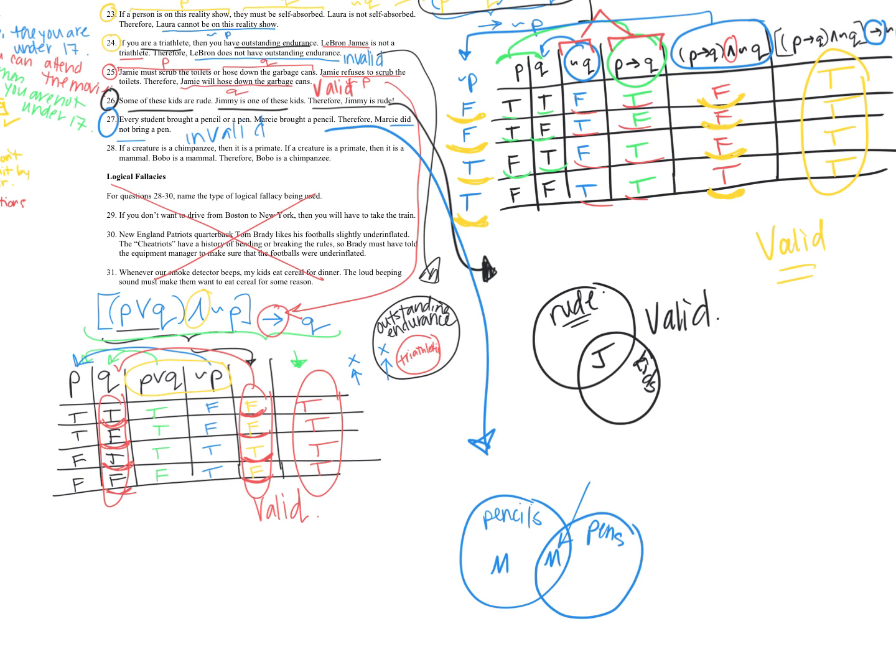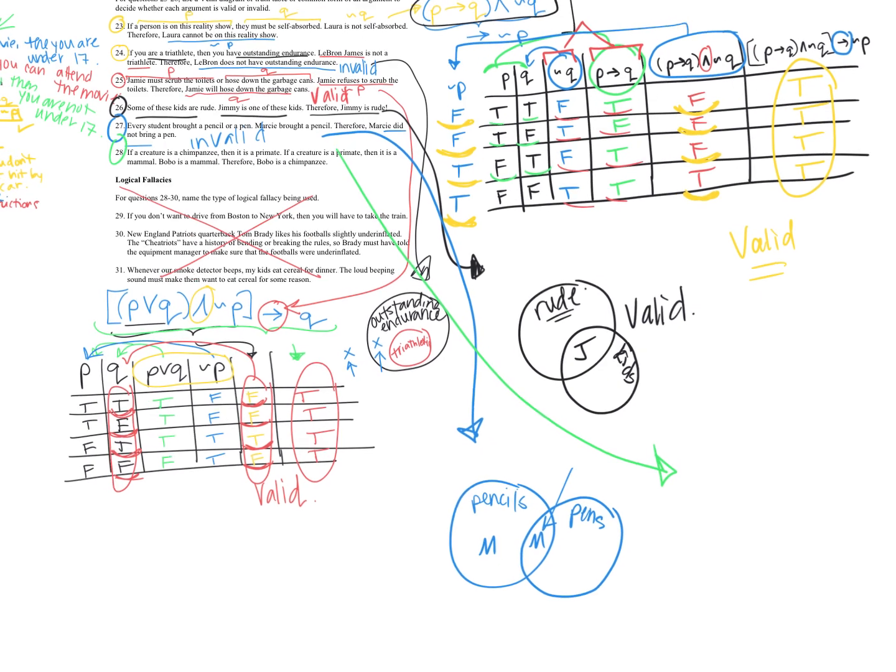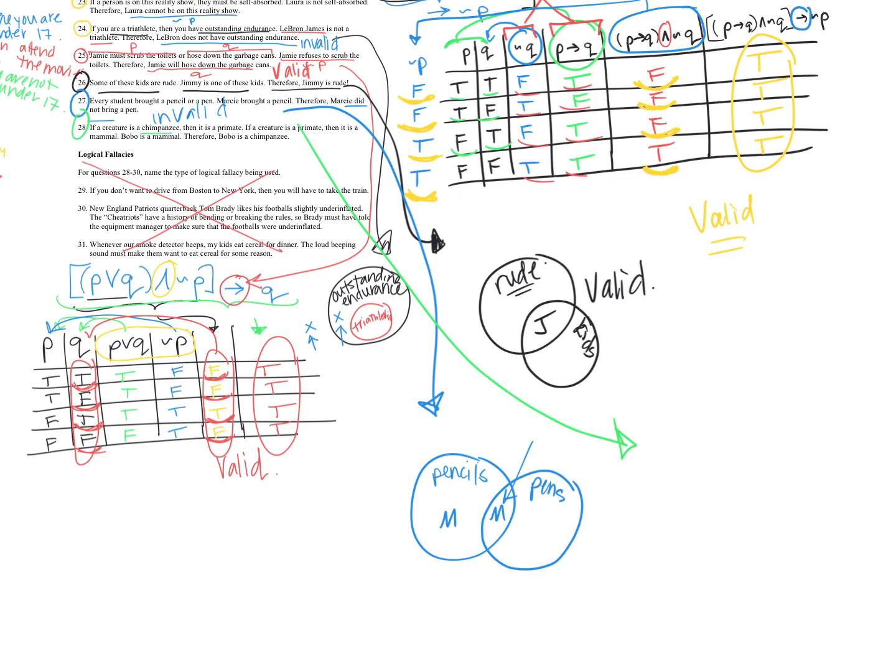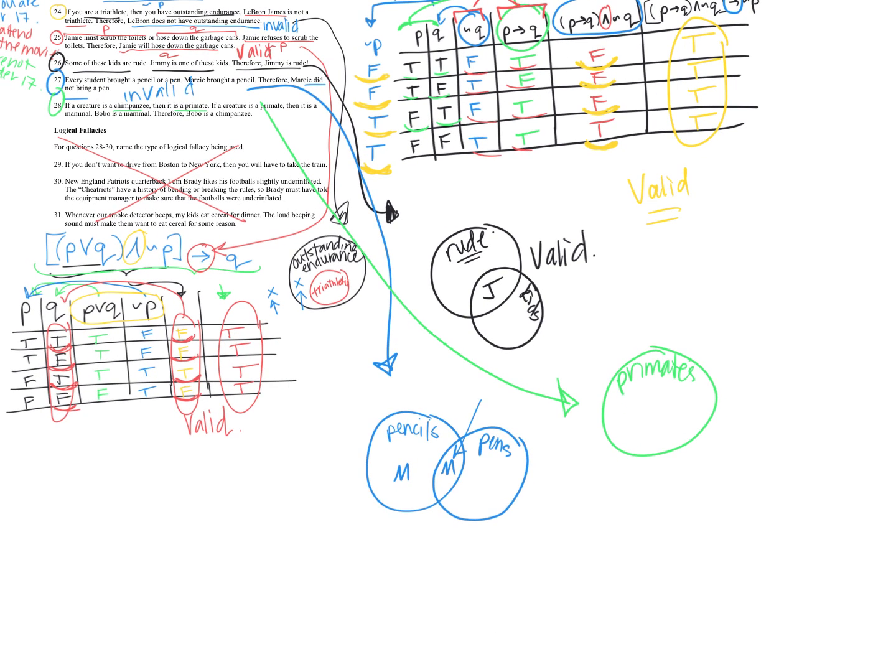Okay, I guess we do one more, 28. Let's do Venn diagrams one more time. Let's see if we can fit this in. If a creature is a chimpanzee, then it is a primate. So let's put the primates. And if a creature is a chimpanzee, then it is a primate. So we're going to put chimpanzees inside here. And it says if a creature is a primate, then it is a mammal. So all of those primates have to live inside the mammal circle.